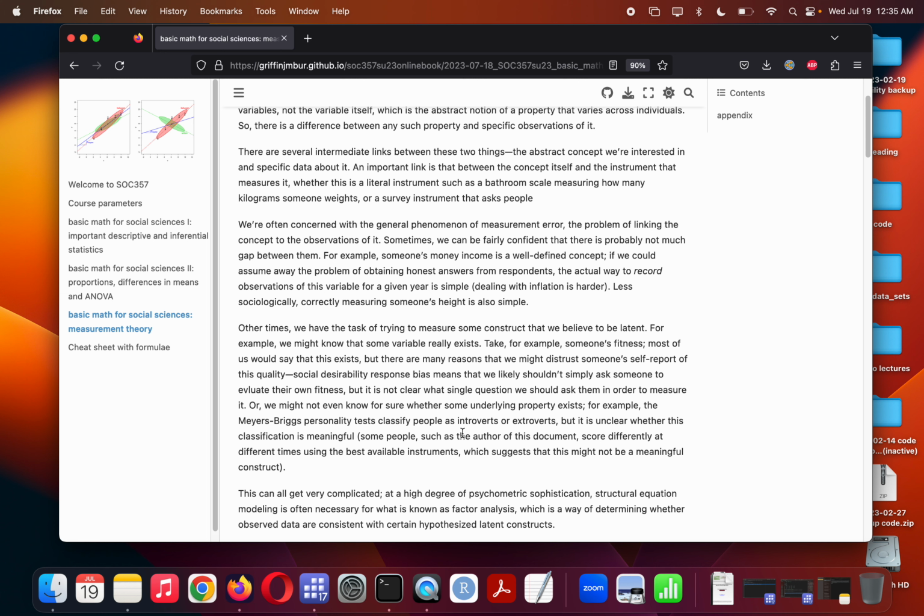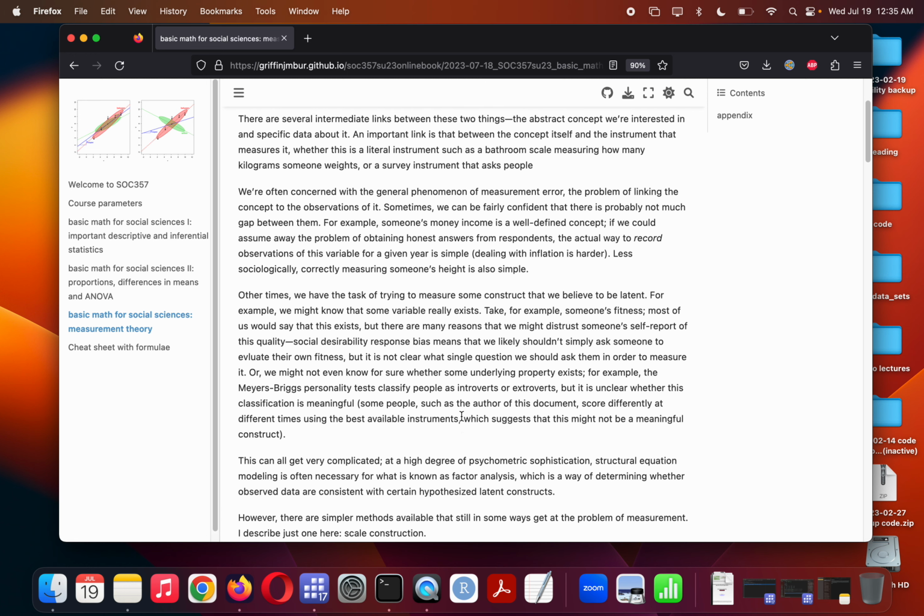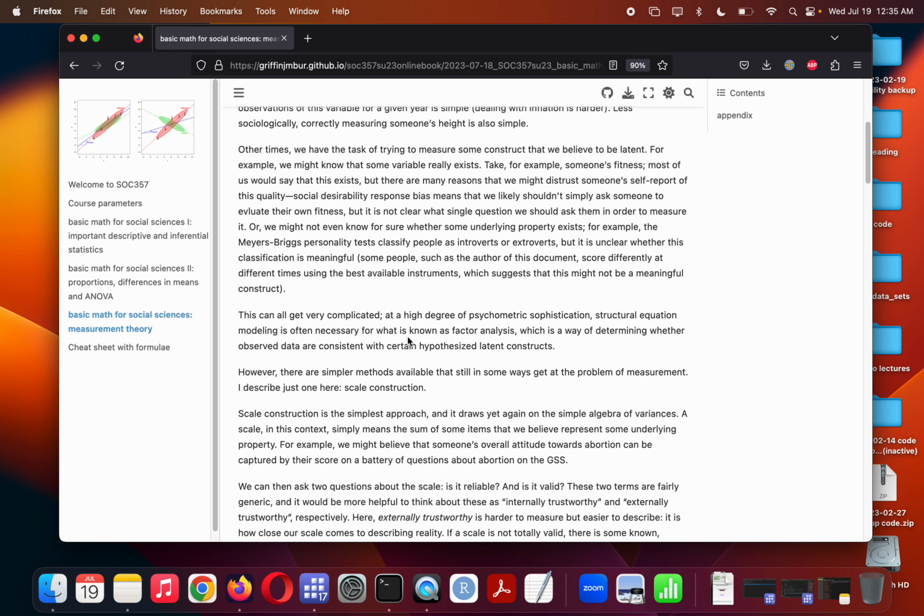So for instance, the classic kind of Myers-Briggs classification of people as introverts or extroverts, it's not completely clear whether or not that's a coherent sort of grouping of people in the first place. As you can see, this can all get very complicated. I'm mentioning some of these issues just to give a bit of a preview of where we're going to go in a little bit. At a high degree of psychometric sophistication, we can use these complicated techniques. Some of them are, for instance, structural equation models, which is used in factor analysis, as a way of determining whether observed data are consistent with certain of these hypothesized latent constructs, but that all gets pretty complicated.